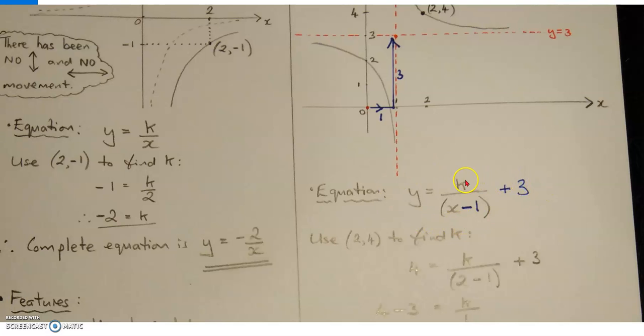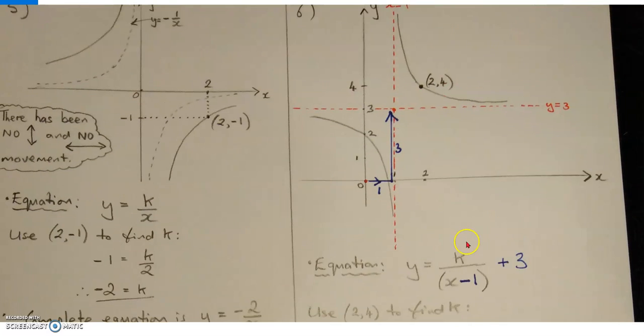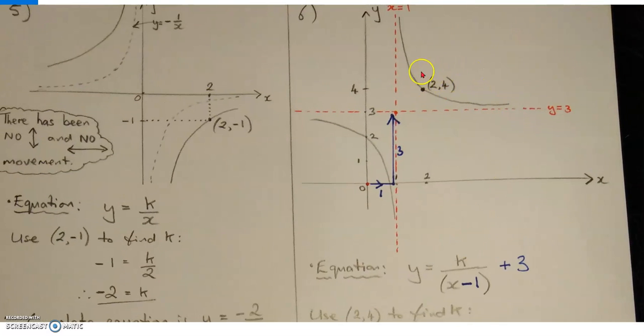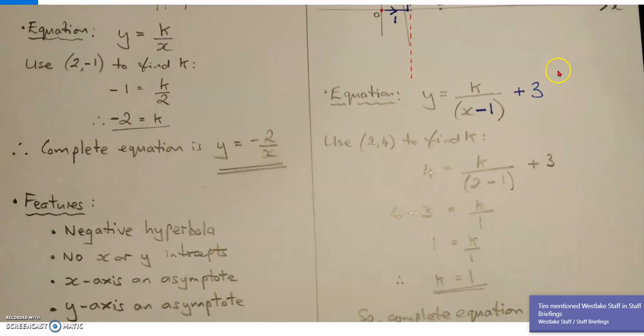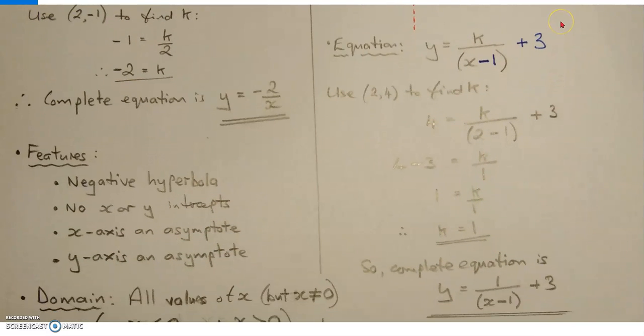Of course, we don't know k's value. So we look for a point on the curve, and I've chosen this one here, which is on your curve. It's at (2, 4). And we put that into the equation that we're building up to find k's value. Now this is where it gets a little bit difficult to see because of the glare. But I think you can see that I've put 4 for y, and I've put 2 here for the x.